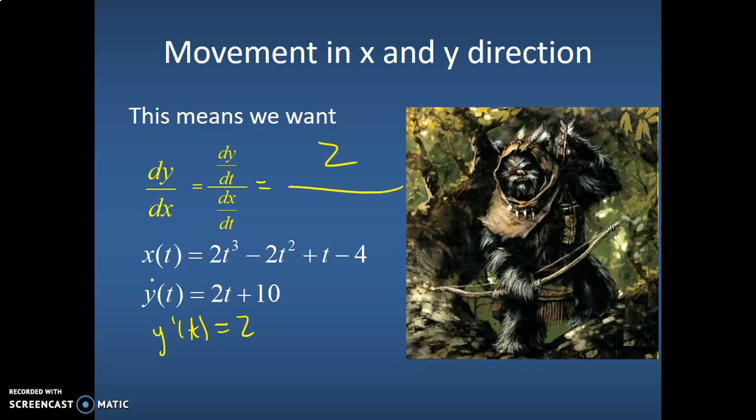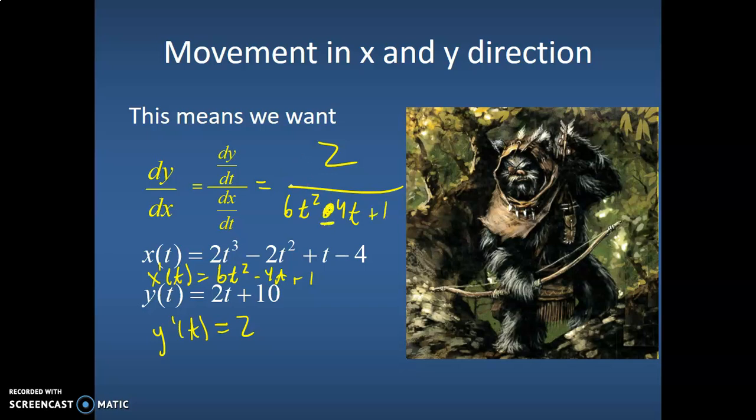And then the derivative of x with respect to time, x prime of t, would be 6t squared minus 4t plus 1. Sorry, not plus 4t, that's a minus.